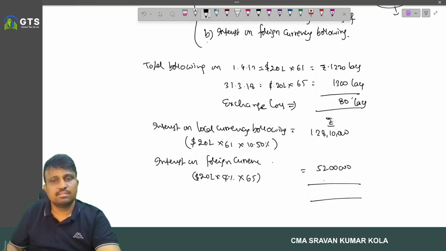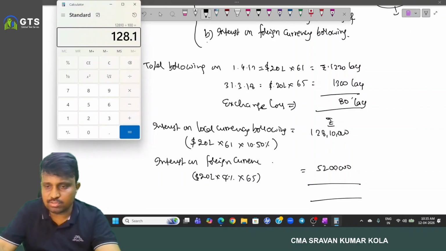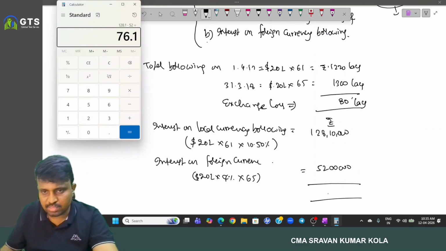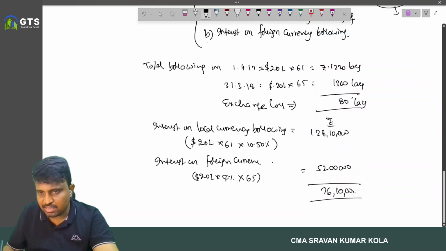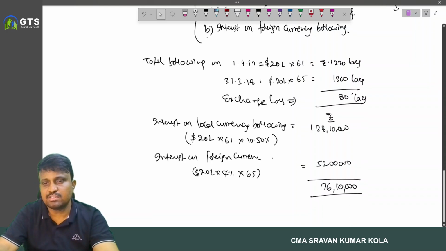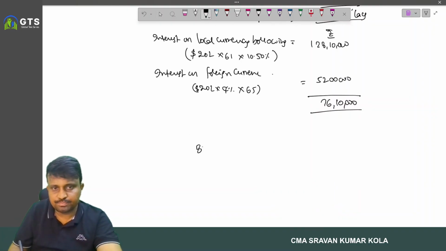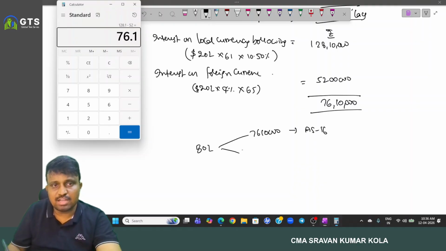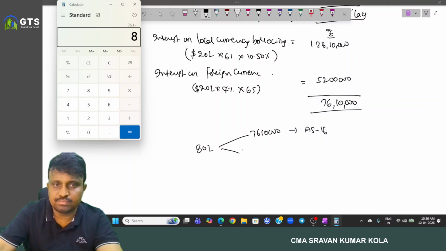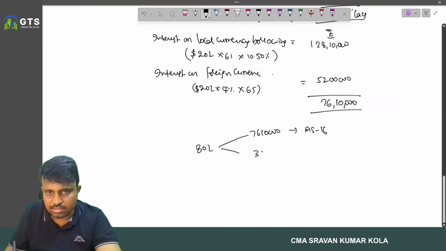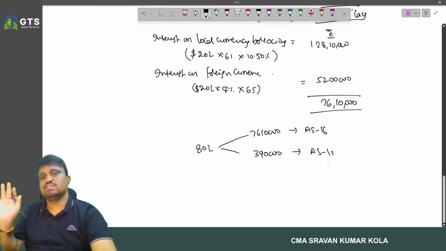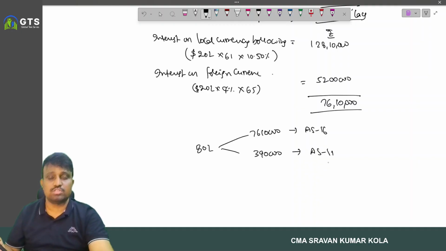1 crore 28 lakh 10,000. And the difference amount minus 52 is nothing but 76 lakh 10,000. Here, out of the total 80 lakhs, 76 lakh 10,000 is covered under AS-16 borrowing cost. And the difference amount, 3 lakh 90,000, is covered under AS-11 and is debited to profit and loss account.